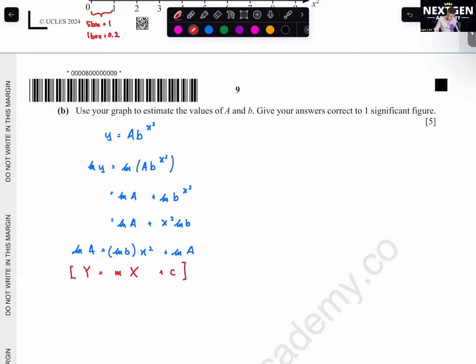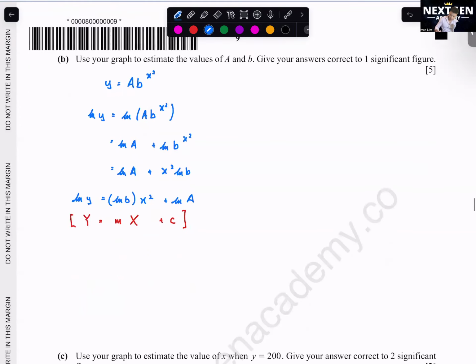Oops, why got 2 ln A? Sorry, this is ln y. Thanks, Jordan. Okay, ln y. So what is A and B? ln B is your gradient. So we want to find the value of the gradient. So ln B equals the gradient, we just write as M. Everyone understands what M is, right?